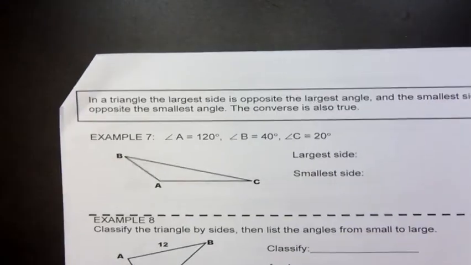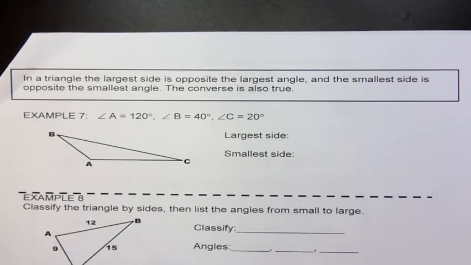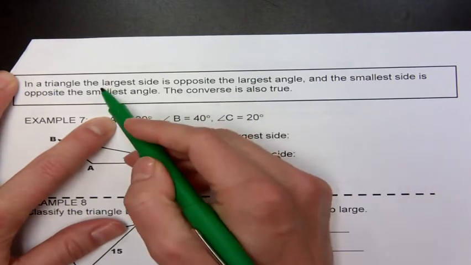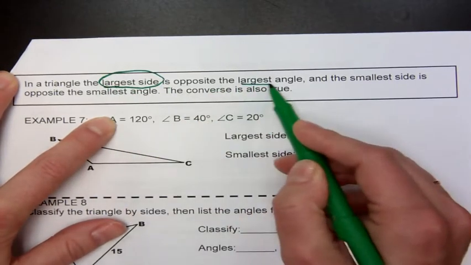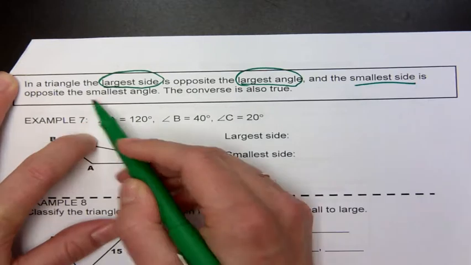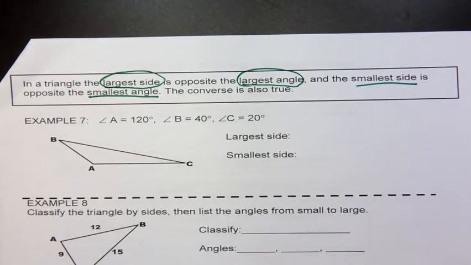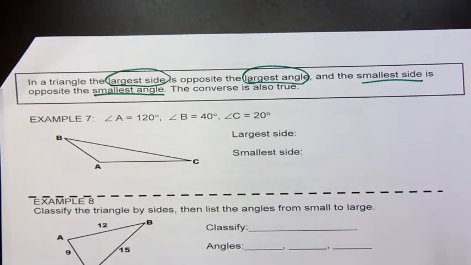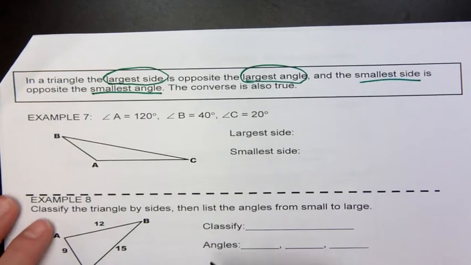Okay, so this is a rule that you need to know. In a triangle, the largest side is opposite to the largest angle. Smallest side is opposite the smallest angle. And the converse is also true. So basically, sides and angles, when we order them, the opposites line up.